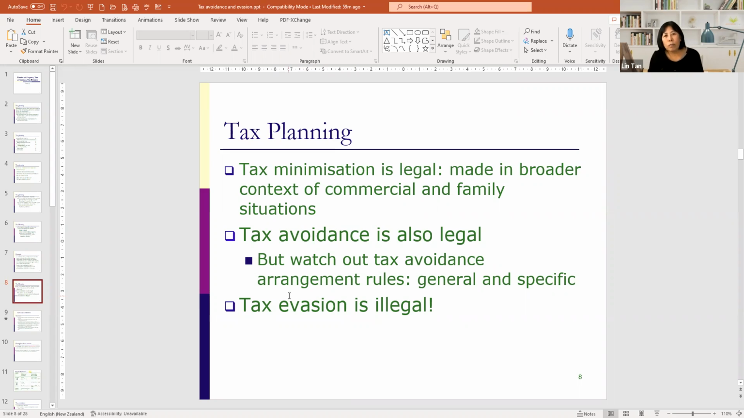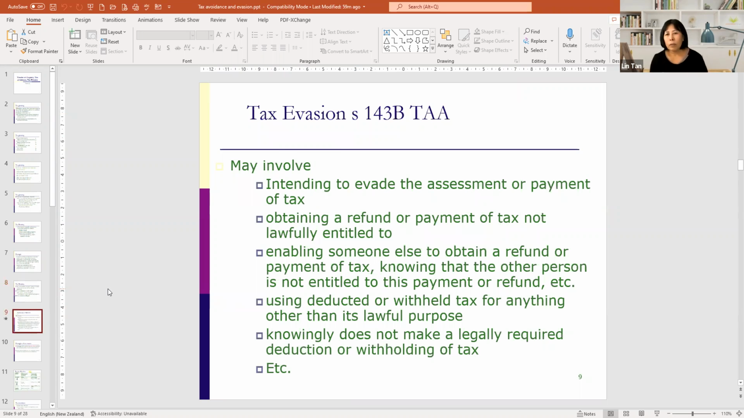And the other extreme is tax evasion, right? Tax evasion is totally illegal, right? So tax minimization is acceptable. Tax avoidance is legal, but it can be voided. Tax evasion is illegal. Some examples of tax evasion are provided in the Tax Administration Act, right? This is not the Income Tax Act, this is the Act under TAA.